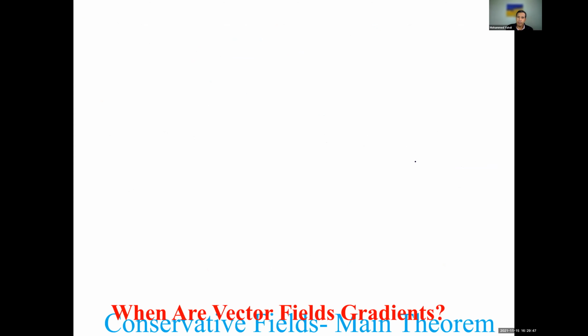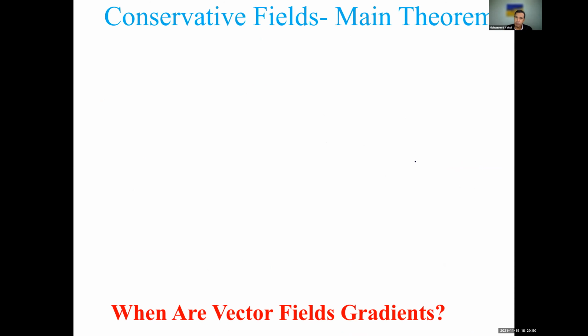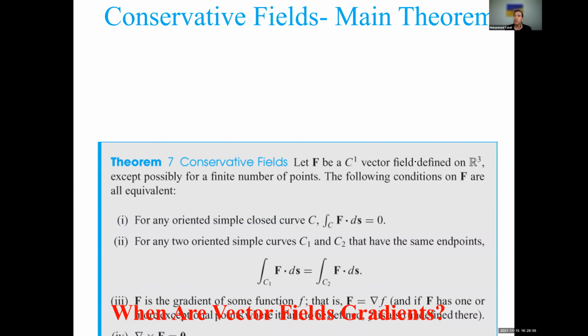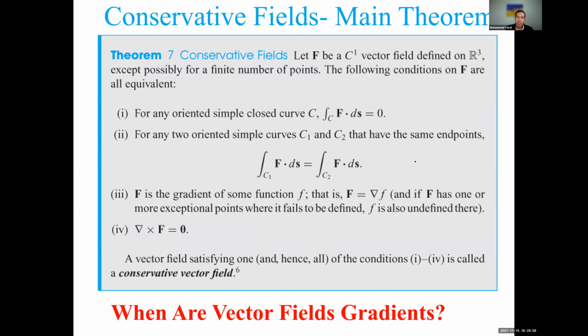So the main theorem, only one main theorem here, this one. It has 4 parts, but those 4 parts are all the same. They say what a conservative vector field is. If we satisfy one of them, we have the other ones. So one of them is that the integral over any closed curve is 0. Then it's conservative, and vice versa. If we know it is conservative, the integral will be 0. We don't have to calculate it.